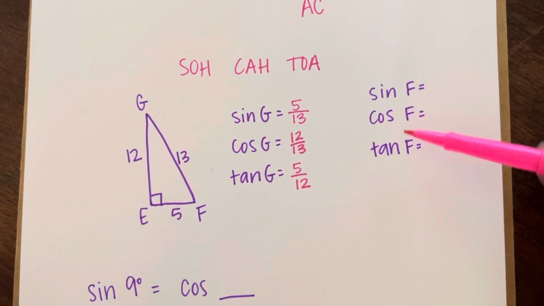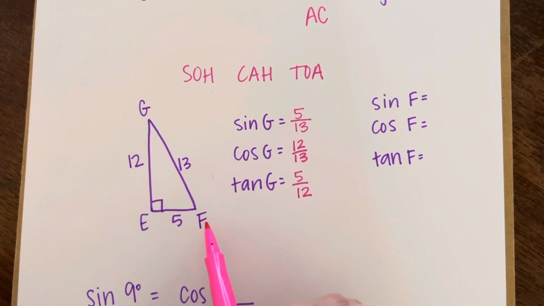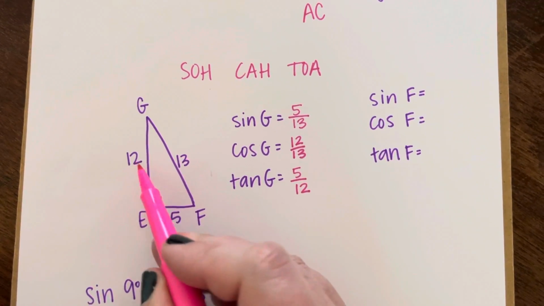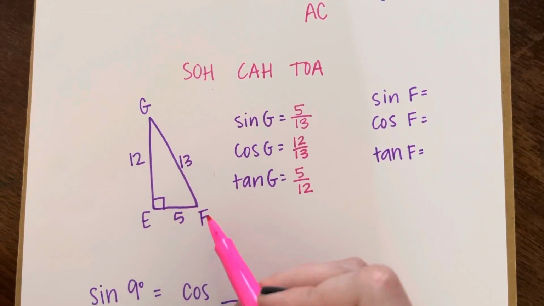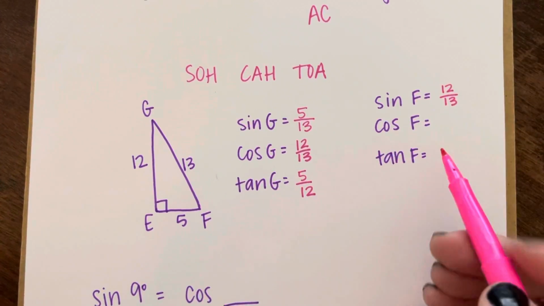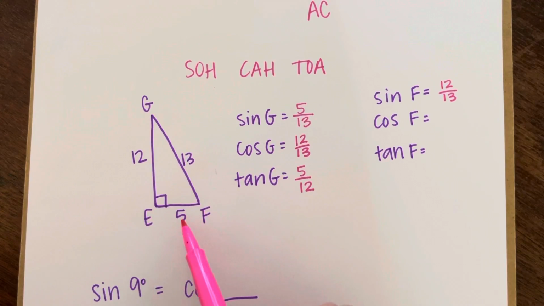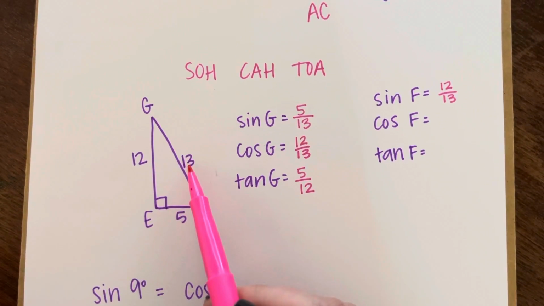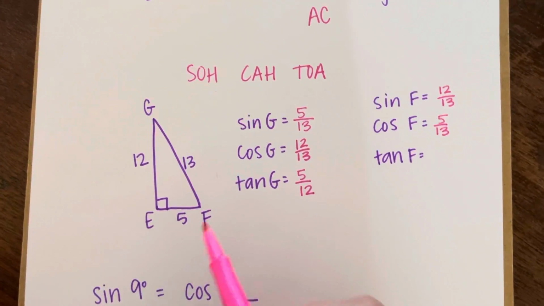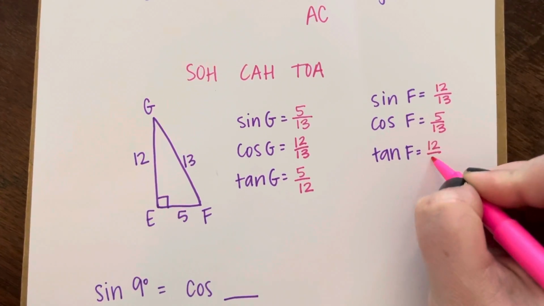Okay, now I'm going to do sine, cosine, and tangent again, but I'm using angle F this time. So what's opposite of angle F will be different from what was opposite of angle G. Opposite of angle F would be 12, and the hypotenuse is still 13. So sine would be 12 over 13 for angle F. Okay, cosine, adjacent over hypotenuse. F is here. This is the side that is adjacent. It's right next to it. And this is the hypotenuse, 13. Tangent of F would be opposite over adjacent. So here's opposite, adjacent, 12 over 5.